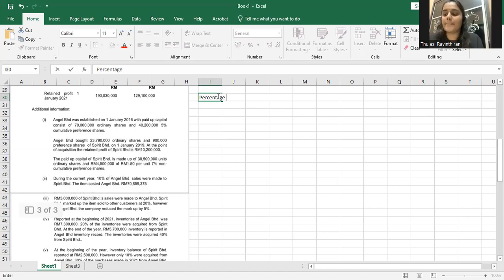First, take the units of ordinary shares for the parent, which is 23,790,000, divided by the units of ordinary shares for the subsidiary, which is 30,500,000. Okay, the answer will be 78%, and for NCI it is 22%.